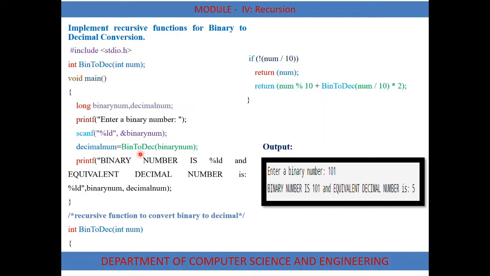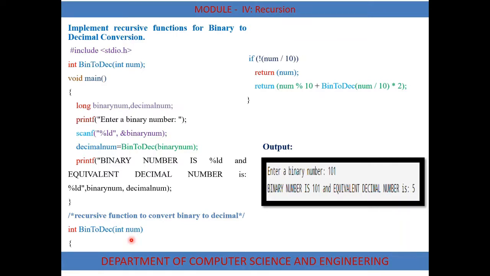So for the function binary to decimal, we are passing the input value. The input is 101. Whatever the final value we get will be stored in the variable decimalNum. So we are calling the function binary to decimal. Go to the function binary to decimal of int num. For this function we are passing the value 101. Now the number is equal to 101.